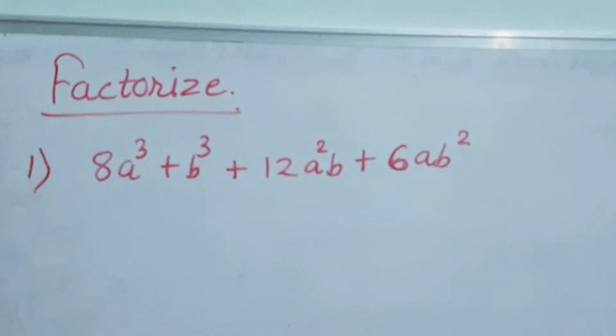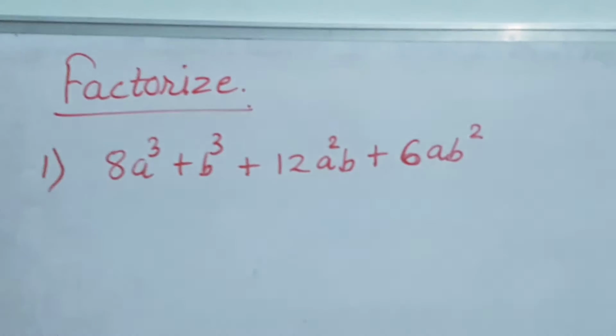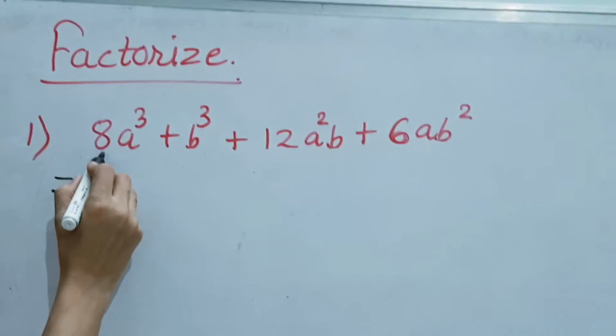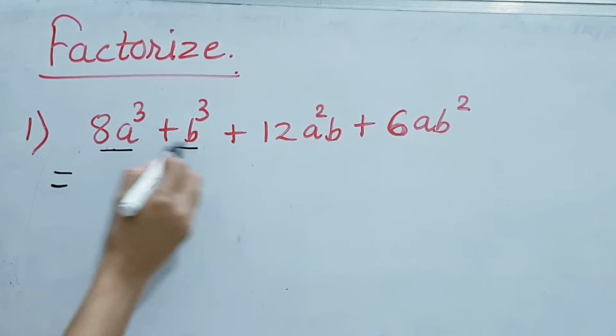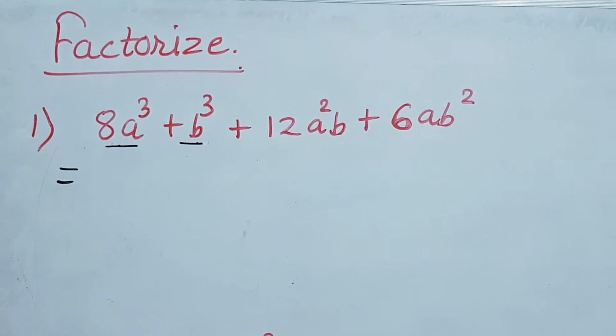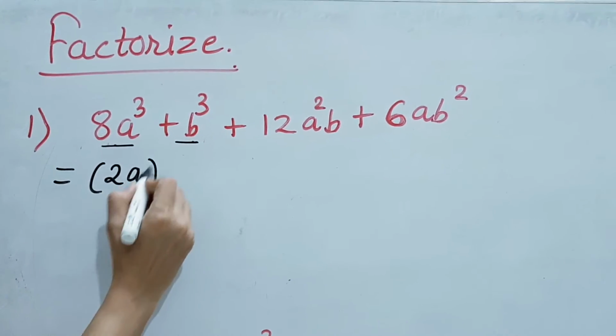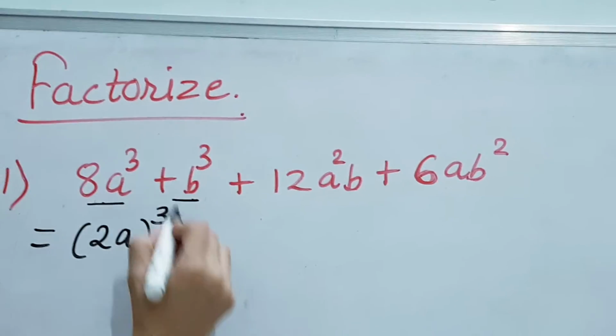Students, today I will explain how to factorize. Here there are 4 terms, and the first two terms are in cubic form. So 8a cube is (2a) cube, 2 cube is 8, and a cube, b cube.